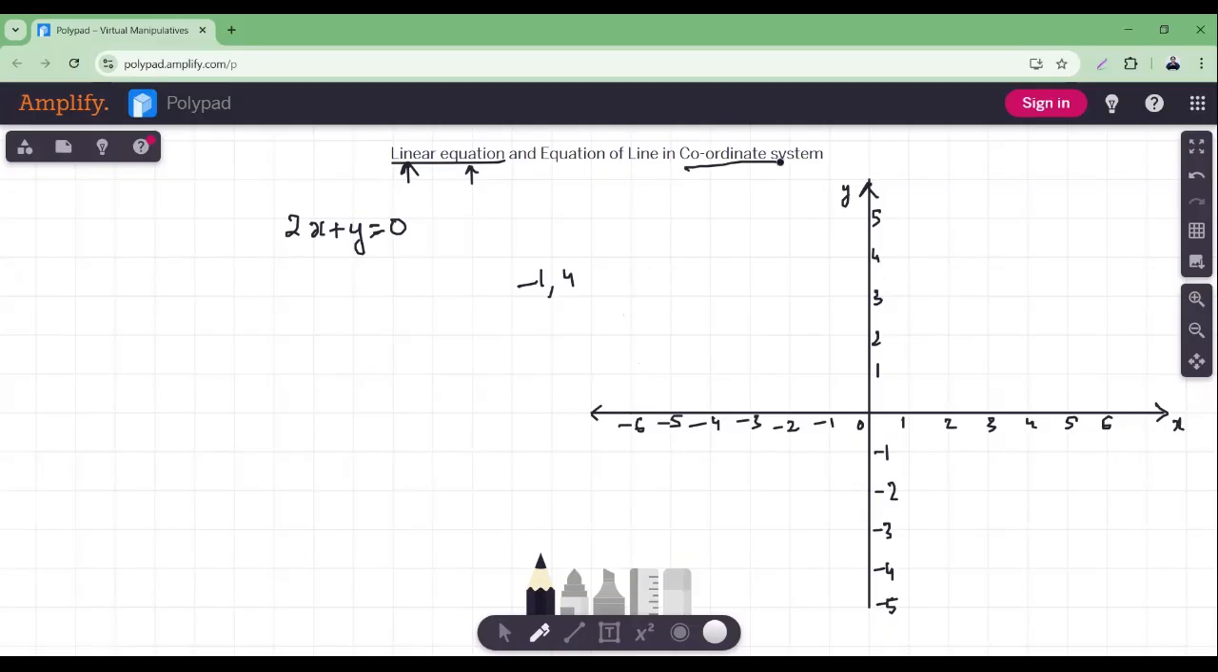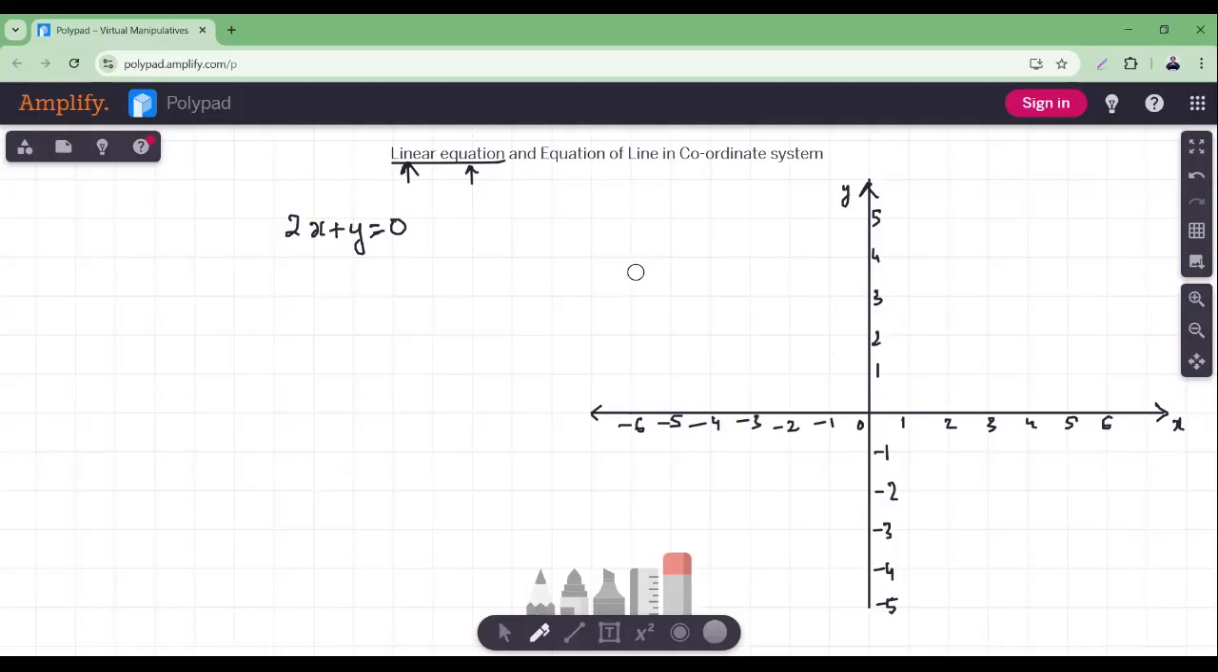Otherwise, you wouldn't have learned about the coordinate system, right? For example, (-1, 4), where will it come? Will it come here or here? Where will it come? So this is the correct one, right? So if you are not clear about this, go ahead, learn that, and then we can learn this. Okay, assuming that you know about these things, let's start with this.